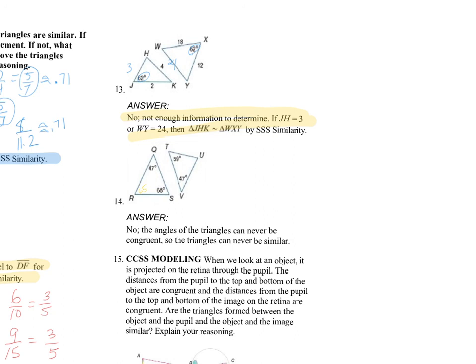And so the 47s would be good, but this is a 59, which is clearly not a 65 or a 68. So therefore, the angles of the triangles can never be congruent, so therefore the triangles cannot be similar.